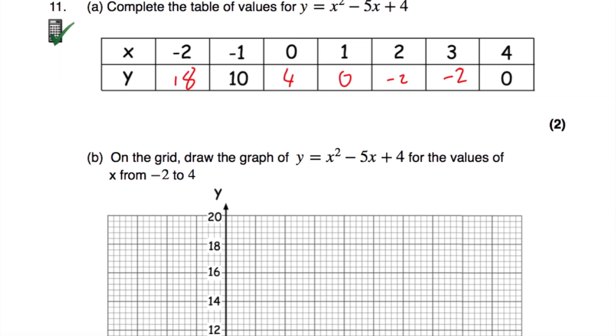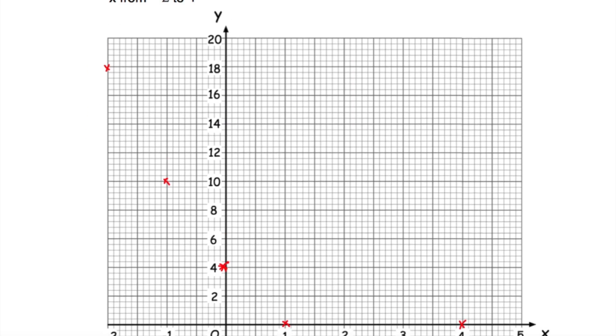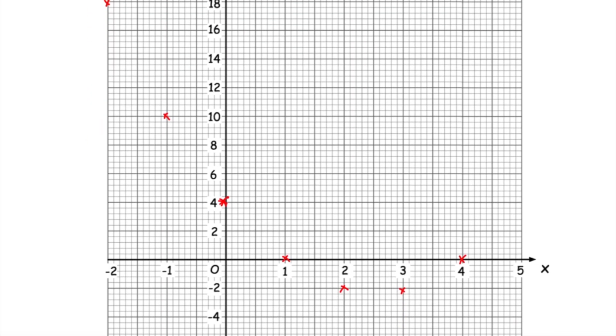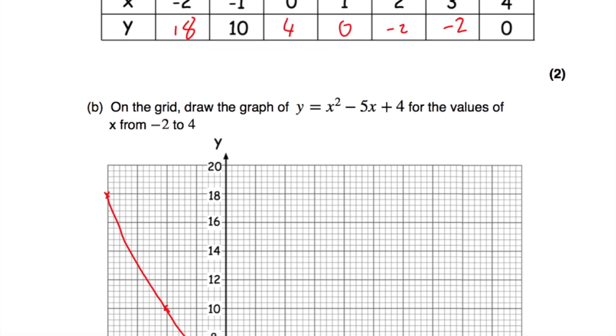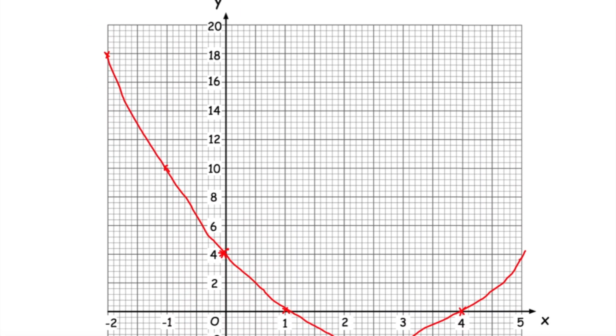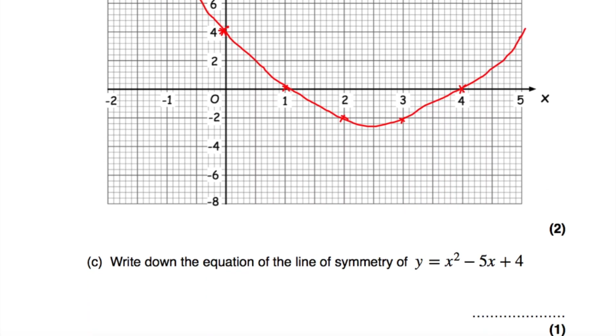So let's plot those points and draw a nice curve through them. Okay, so we've now plotted our points. Now we just need to draw a curve through those points. So let's do that. And that's it. So that's our graph of y equals x squared minus 5x plus 4. And then if we go on down, we're told to write down the equation of the line of symmetry of y equals x squared minus 5x plus 4.